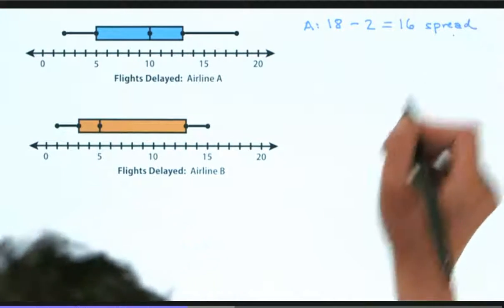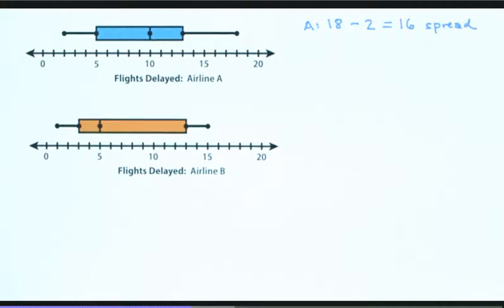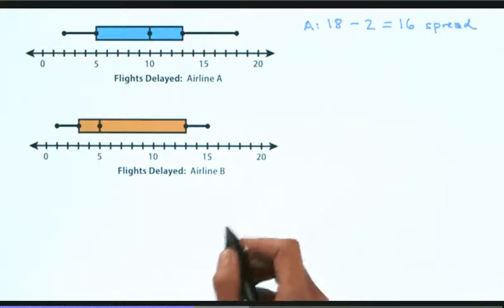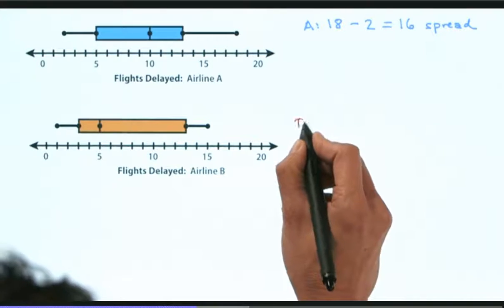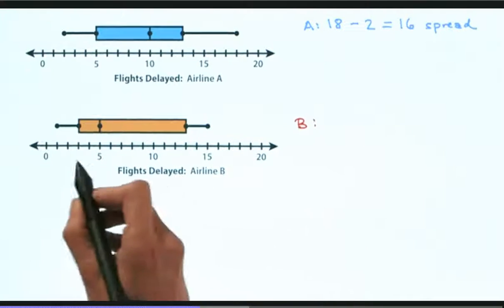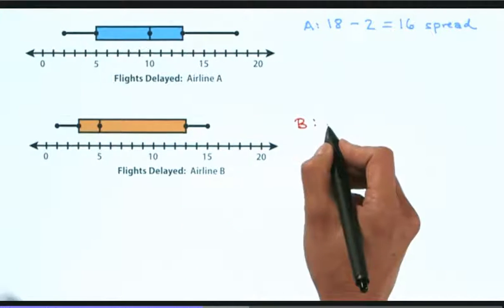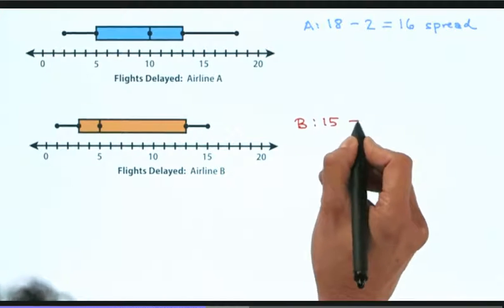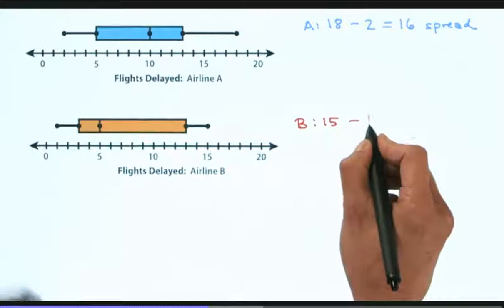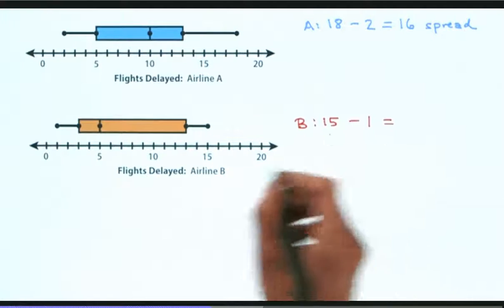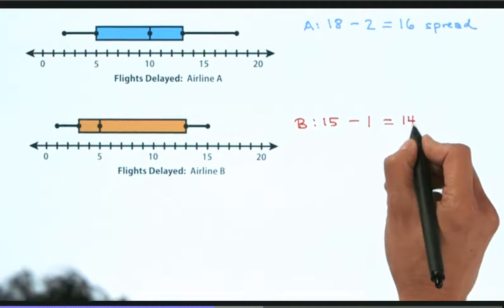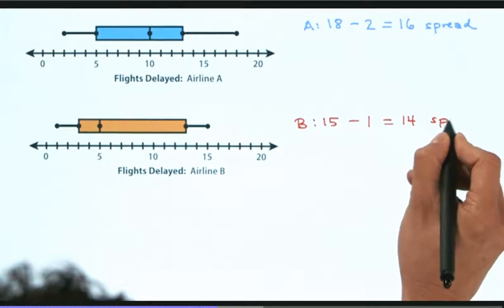What about for airline B? Well, for airline B, we do the same thing. The largest value is 15, and the smallest value is 1. So if we subtract, the difference is going to be 14, and that's the spread.